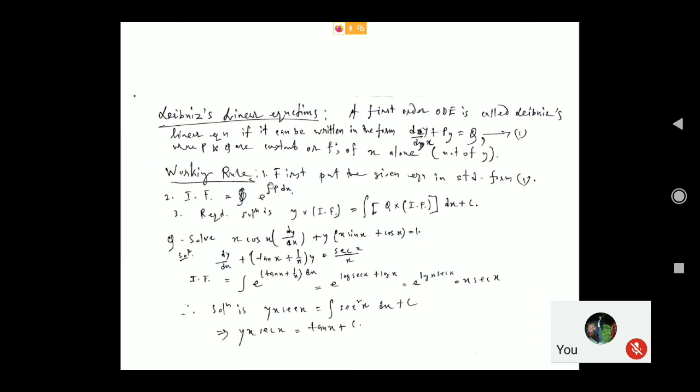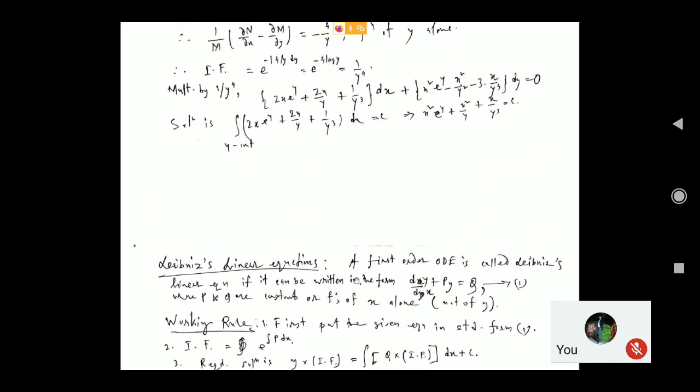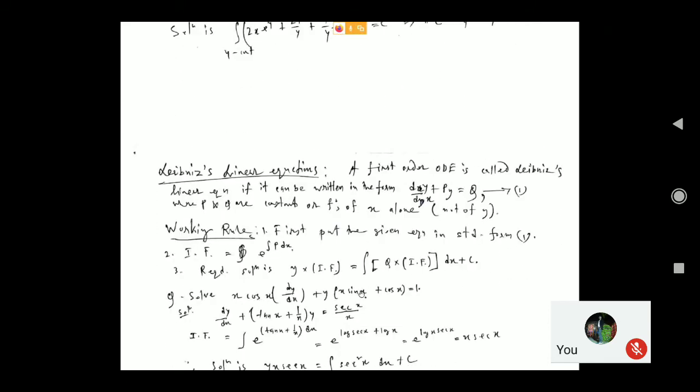The working rule is this. Let us see this example. An equation is given to us. Here you see trigonometric functions are available in M and N, so the previous methods may not be applicable. You can check first whether it is exact or not. If it is exact, then easily you will get the solution, but more often than not, you will find that it is not exact or previous methods are not applicable.